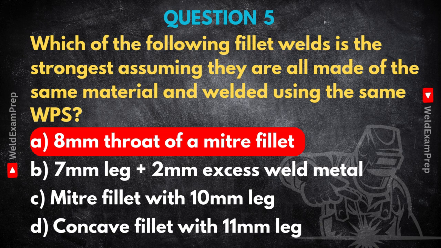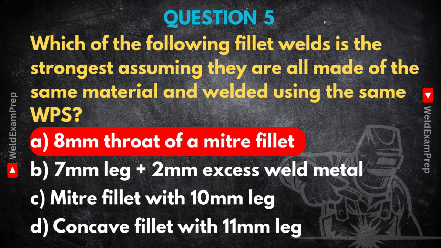Now, option B, 7mm leg plus 2mm of excess weld metal. Okay, you've added volume, but that excess metal, that reinforcement, doesn't always translate directly into a stronger effective throat. In fact, if the transition isn't smooth, that excess metal can sometimes even introduce stress points. It's not a guaranteed 8mm throat, not even close necessarily. So more metal doesn't automatically mean more effective strength in the right place?